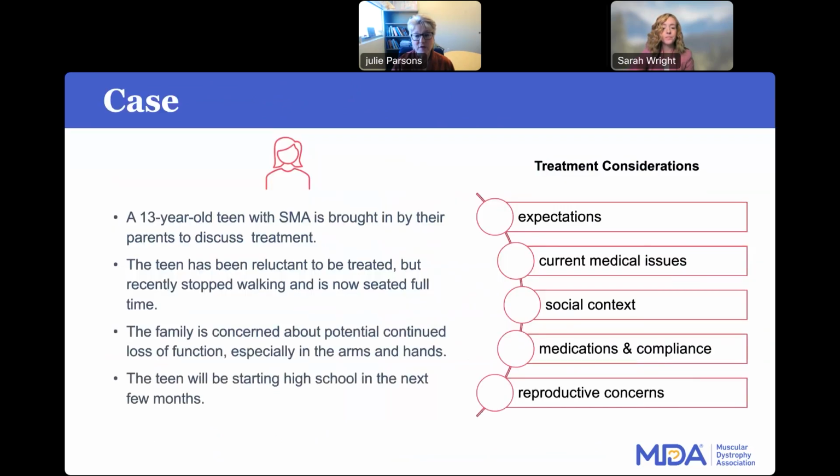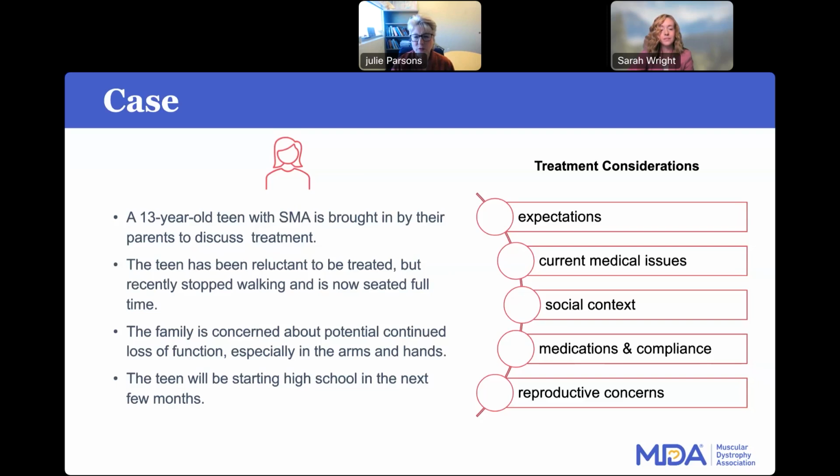Fortunately, we do have treatments for SMA that we're going to talk about a little bit now. But let's look at a case first. This is a 13-year-old teenager with spinal muscular atrophy who's brought in by their parents to discuss treatment. The teen has been reluctant to be treated, but recently stopped walking and is now seated full-time. The family is concerned about potential continued loss of function, especially in the arms and hands, and the teen will be starting high school in the next couple of months. So what should we think about in terms of treating this teenager with SMA?